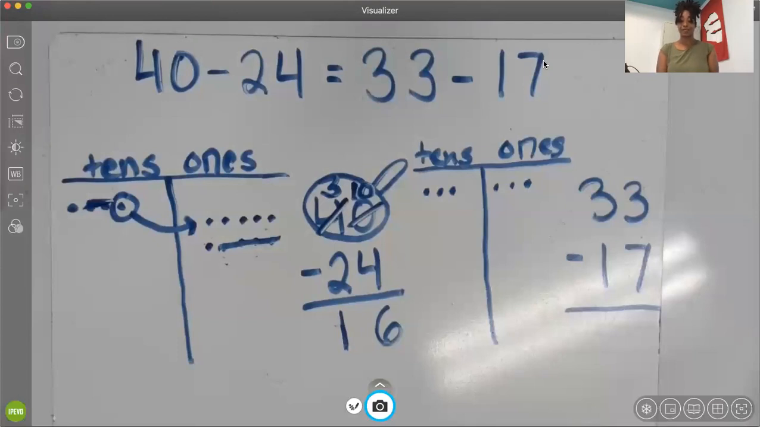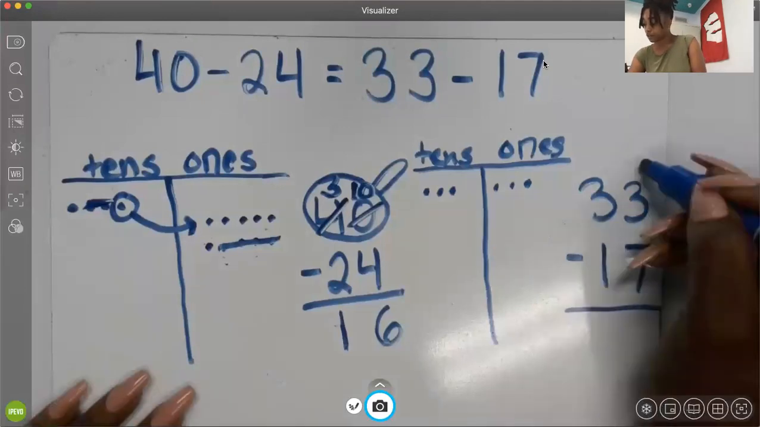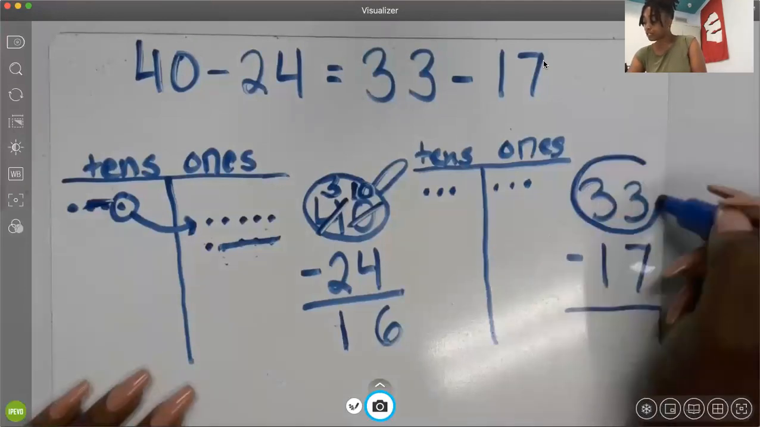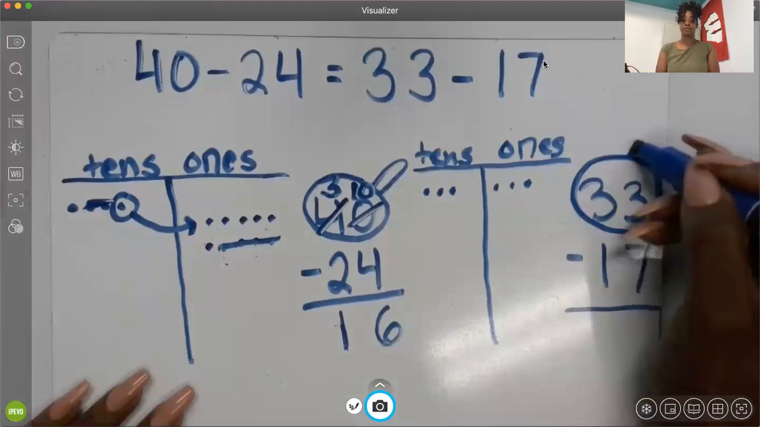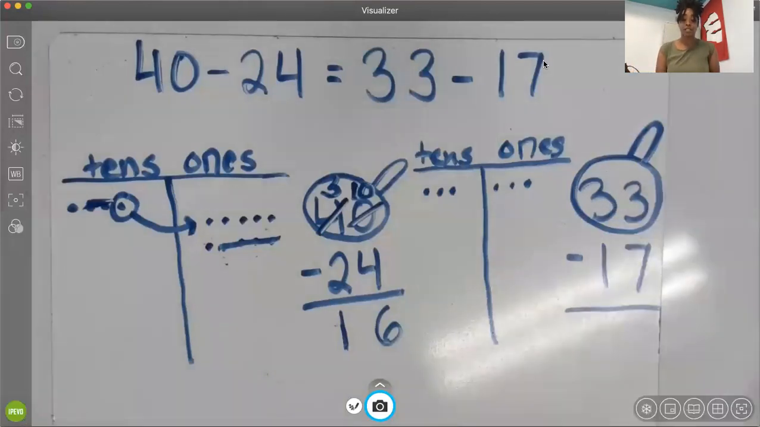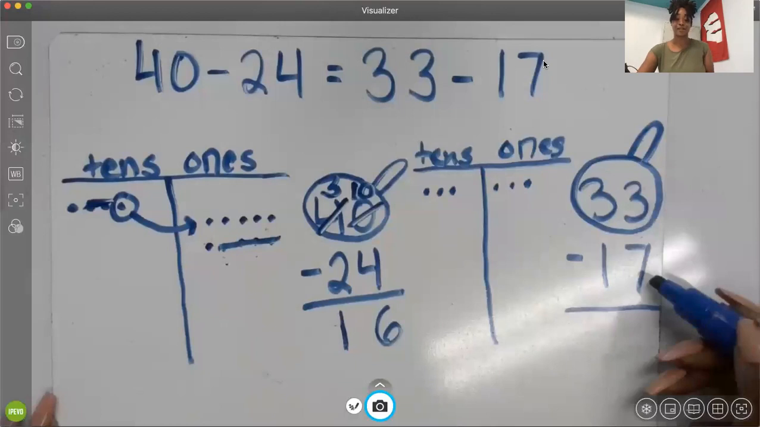Let's check in. I want to look closely at our whole value. Did we have enough ones to subtract? Did we have enough tens to subtract? That's right. In our ones place, there are not enough ones to subtract 7 ones. Let's decompose.